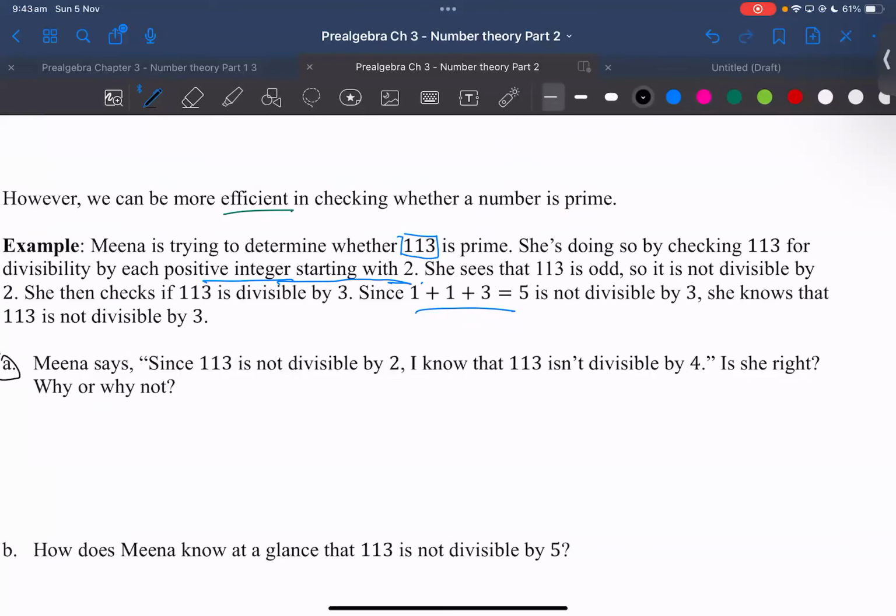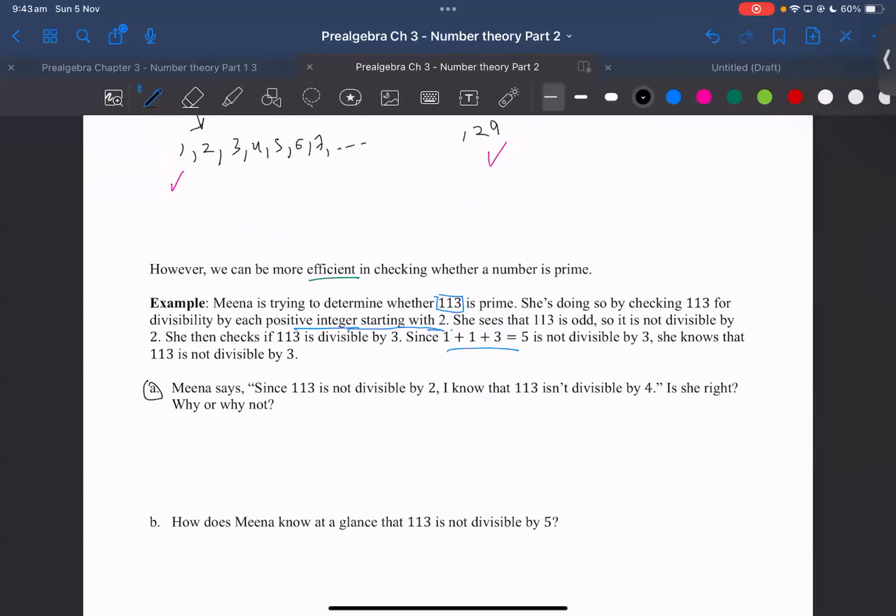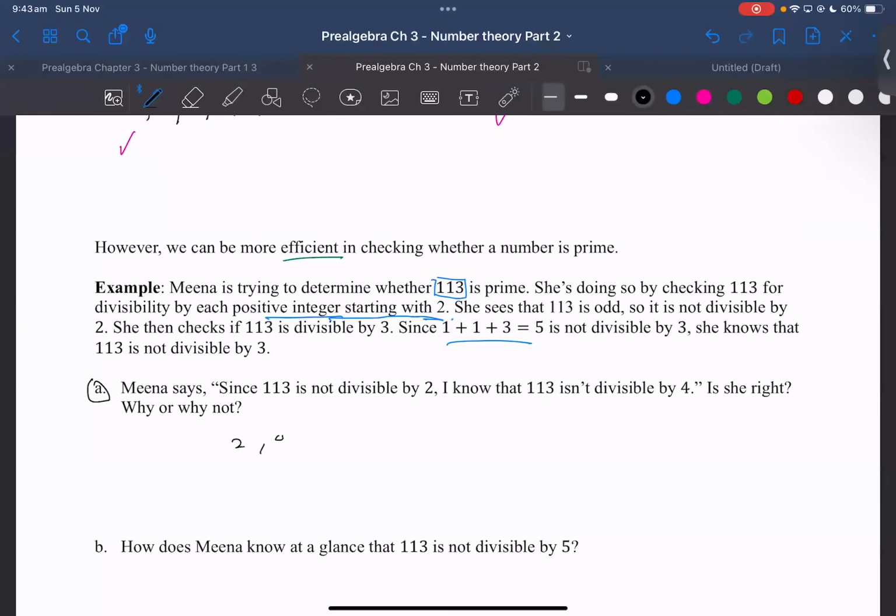It's an even more general point. In general, if a number is not divisible by 2, it can't be divisible by a multiple of 2 either. So if it's not divisible by 2, it won't be divisible by 6, won't be divisible by 8, won't be divisible by 10. So any multiple of 2. Does that make sense? So yes, she's correct.